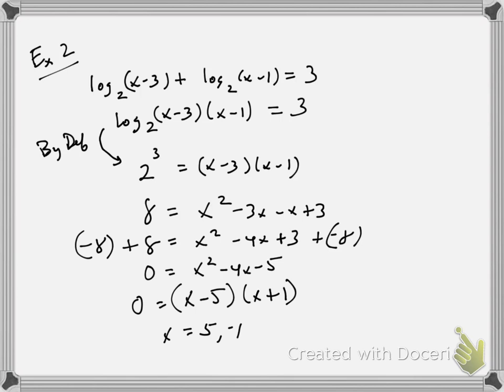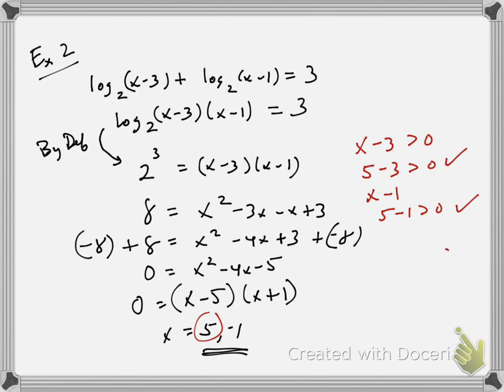Again, I don't make my decision based upon what kind of numbers I see here. I have to plug them back in to see what happens. So if I put that 5 into this, 5 minus 3, is that greater than 0? Yes. And I plug it into this, and is 5 minus 1 greater than 0? And yes. So this answer is fine. When I plug that negative 1 in there, negative 1 minus 3, is that greater than 0? And the answer is no, so I toss that out.